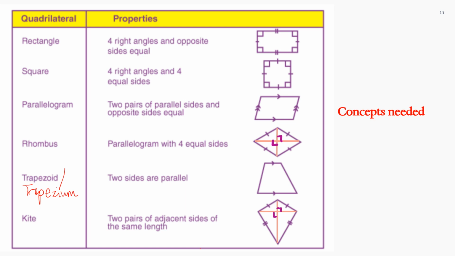Right, and the kite has 2 pairs of adjacent sides of the same length, and also the diagonals actually intersect each other at 90 degrees. Right. And just to mention again that for rectangle, for square, for parallelograms, and for rhombus, alright, we can use the midpoint formulas to find the 4th vertex.